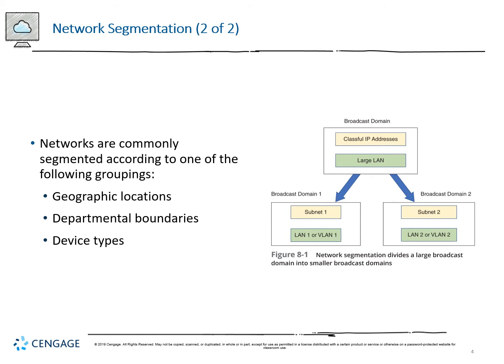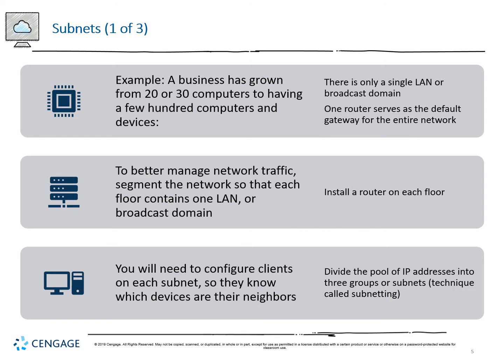Now, networks are commonly segmented according to one of the following three groupings. A lot of threes today. Geographic locations, of course, where they're physically located. Departmental boundaries. So if somebody's in sales versus marketing or HR or the executive division. And then device types. We may have all of our switches on one grouping. We may have all of our printers on one grouping, running everything through a print server that can cross multiple VLANs.